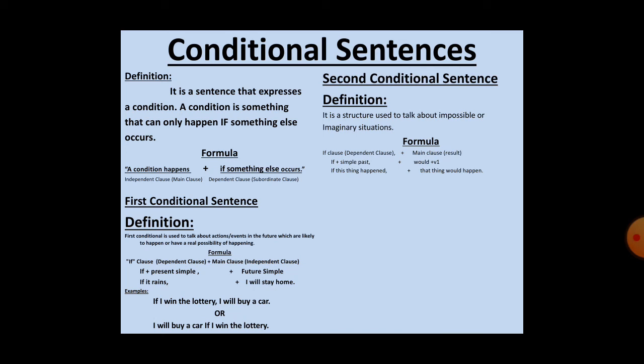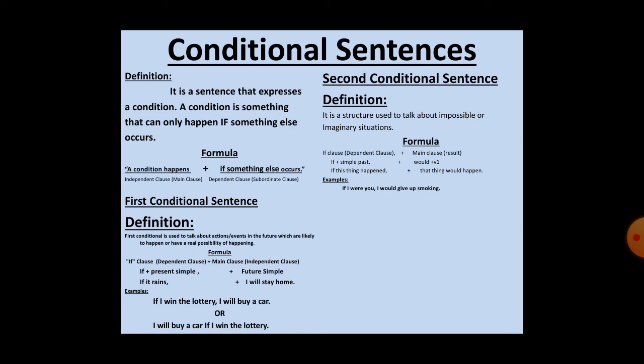For example, if this thing happened, that thing would happen. Okay, this is a general example, now I am showing you a real example of this sentence. If I were you, I would give up smoking. It means that I am not in that place, I am not the appearance of anyone. If I am in the place of that person, I will give up smoking. It means that I am something else. I am not that person to whom I am talking about.